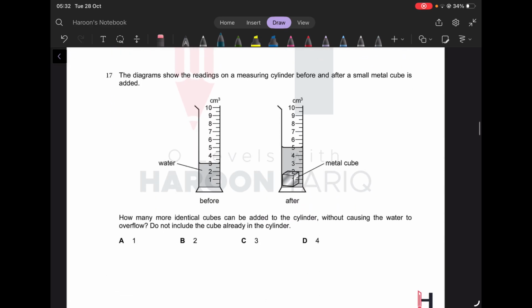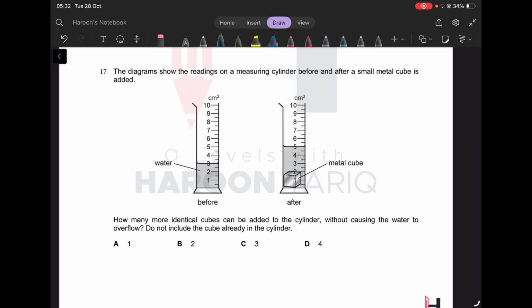Next, the diagram shows the readings on a measuring cylinder before and after a small metal cube is added. So let's have a look at the diagram. It was initially 3, and after a metal cube is added, it rises to 5. So volume of one metal cube is basically 2.5 minus 3. It is 5 minus 3 is equal to 2 cubic centimeter. This is for one metal cube.